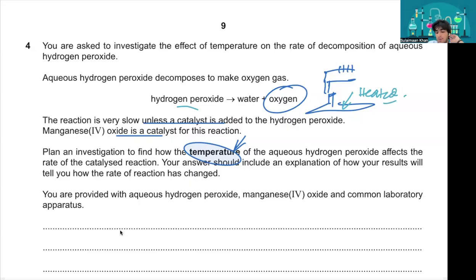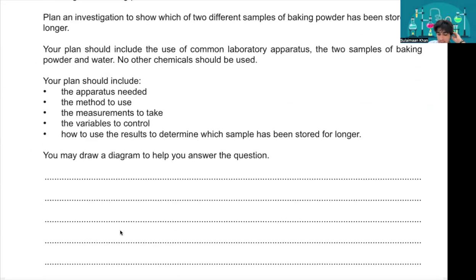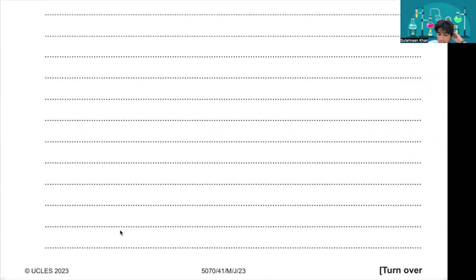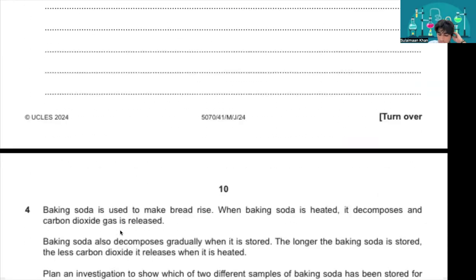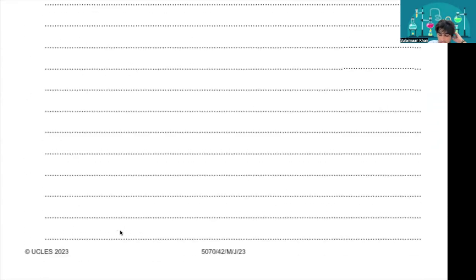And I'll see that the one in which it is heated will give me, for the same amount of time, more volume of oxygen compared to the one that has a lower temperature. Done. So always use a gas syringe. Pretty easy. See, easy peasy lemon squeezy. Again, same. Gas syringe. It's all the same.